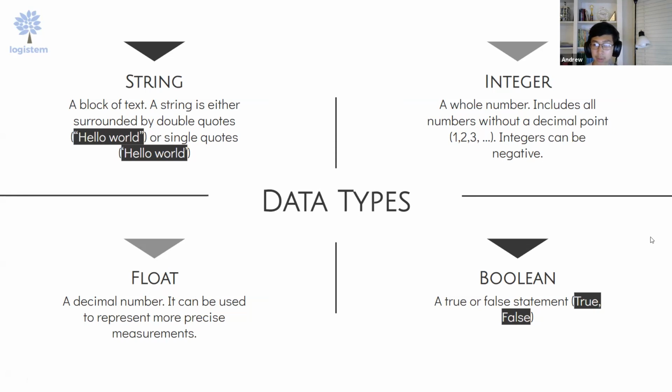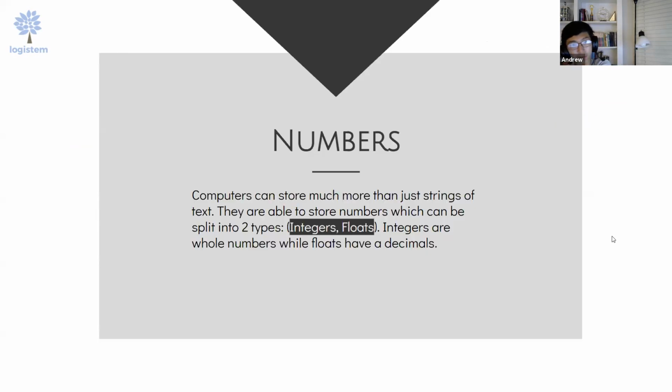And lastly, we have a Boolean, which we'll talk about tomorrow. And a Boolean is just a true or false statement. It's just either true or it's false. And Python is case sensitive, so make sure when you're using Boolean statements, they're capitalized. So yeah, True always has a capital T and False has a capital F.